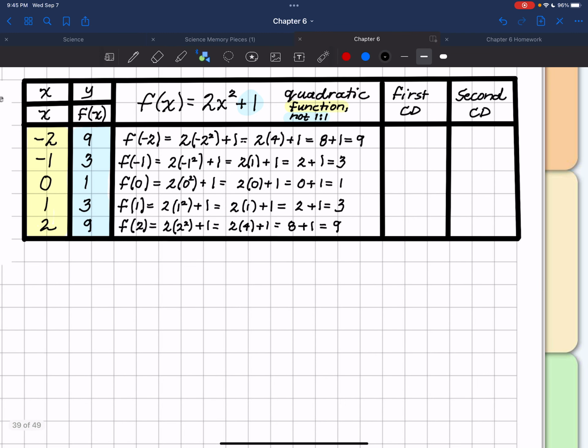Now, here come the consecutive differences. So I'm going to take this value, which is 3, minus 9 is negative 6. Then 1 minus 3 is negative 2. Then 3 minus 1 is positive 2. And then 9 minus 3 is positive 6. So we can say that there is no commonality at the first level. But we knew that, because at the first level it would be linear.